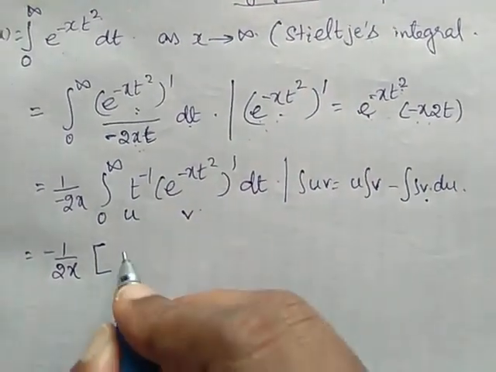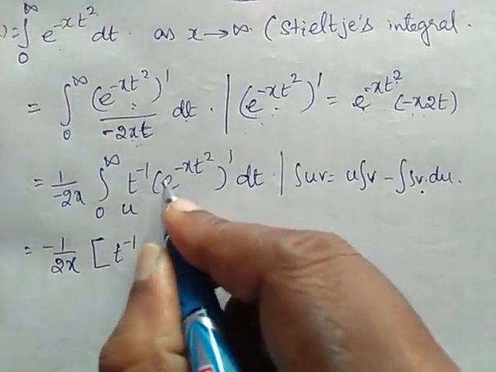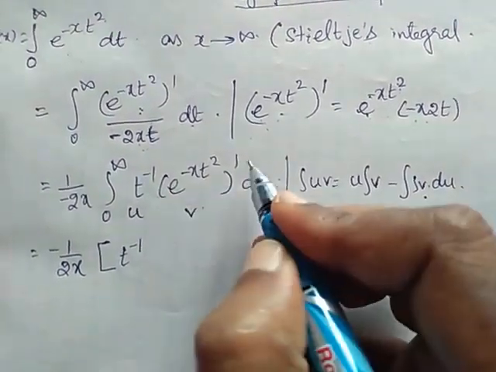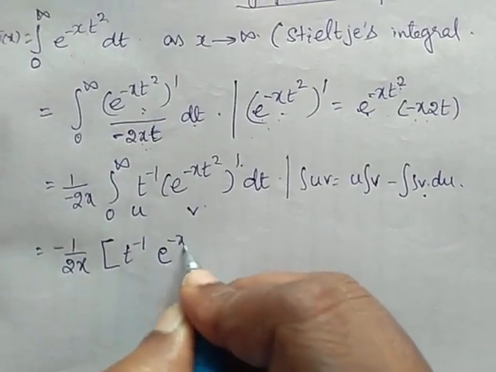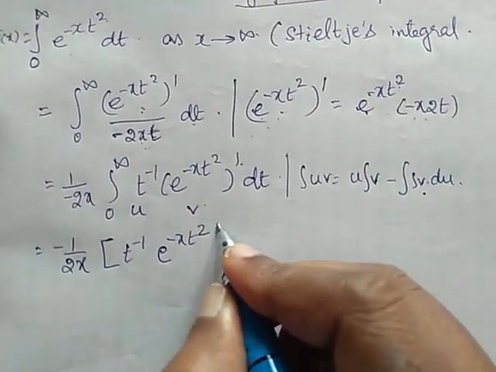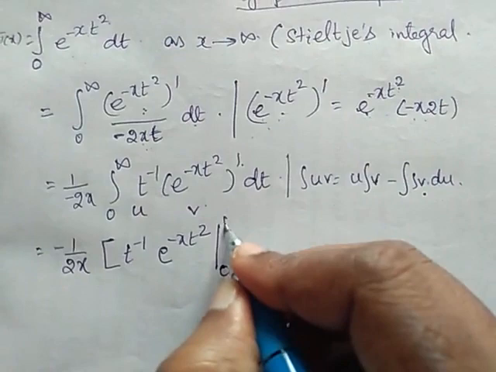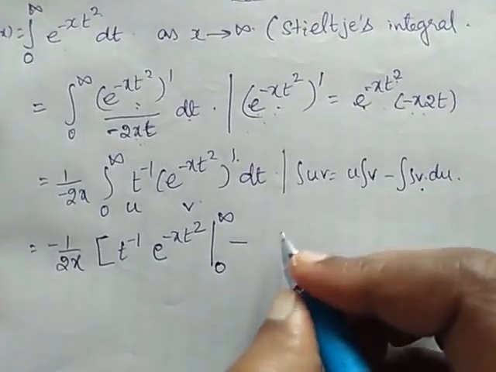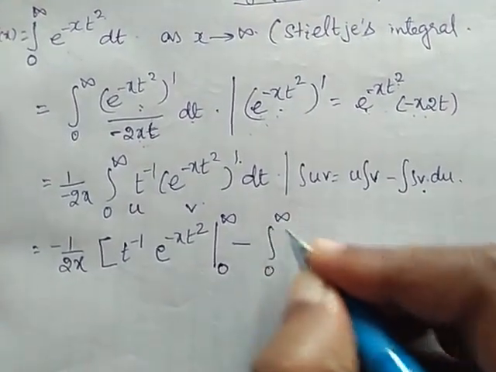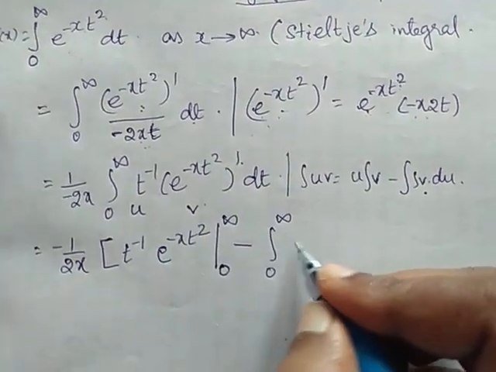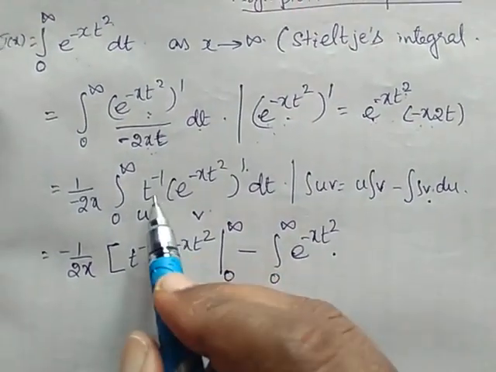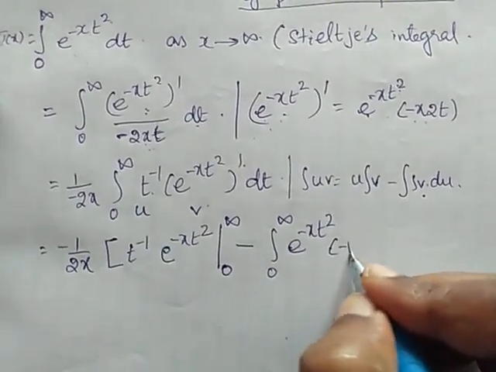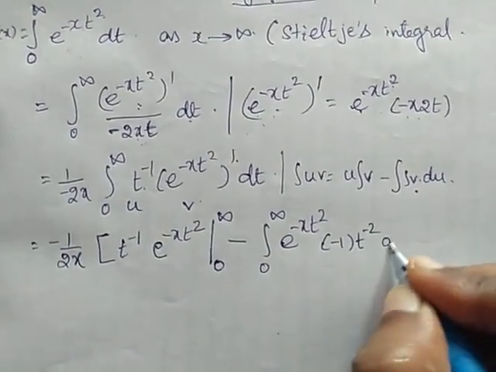So what is u here? t power minus 1. The integration of this, since the derivative is there, we will get e power minus x t square itself, with limits between 0 to infinity, minus the integral from 0 to infinity. The integral of v is e power minus x t square, into the differentiation of u, which is minus 1 t power minus 2 dt.